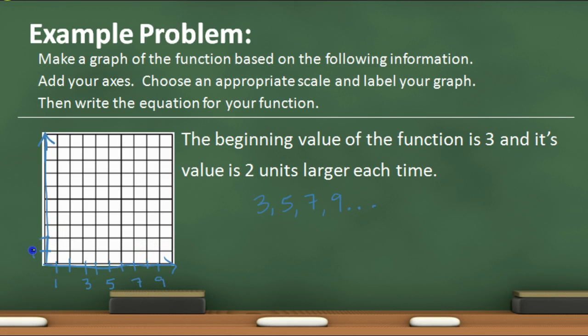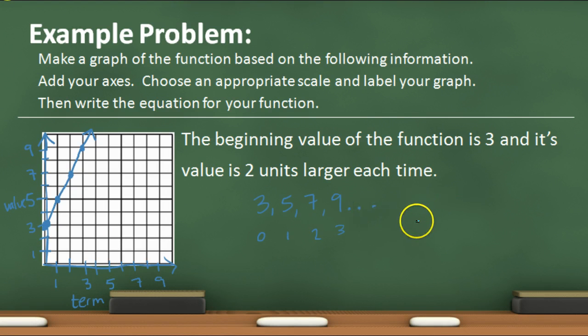So 1, 2, 3, 4, 5, 6, 7, 8, 9. Okay, so the 0th term is 3. Then we go up by 2, up by 2, up by 2 creates a nice straight line. Okay, so that's my graph. I've labeled my axes. I can put down here term and here the value.